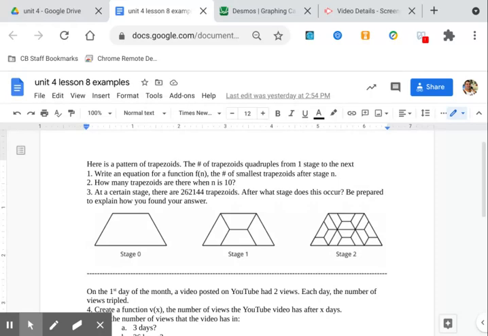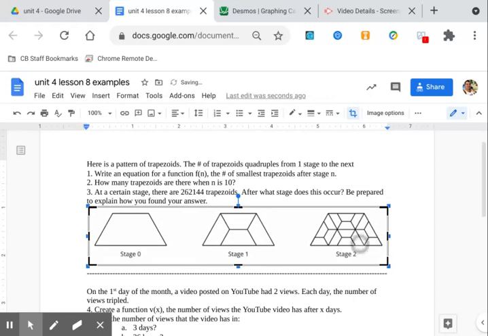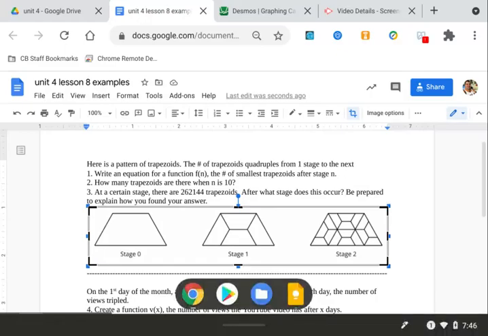And we can see here, we go from 1 to 4 to 16. So it is quadrupling from one stage to the next. Write an equation for the function f of n, the number of smallest trapezoids after stage n.